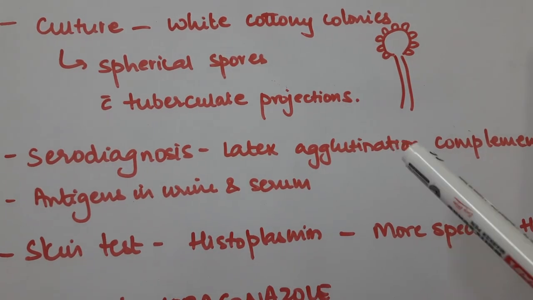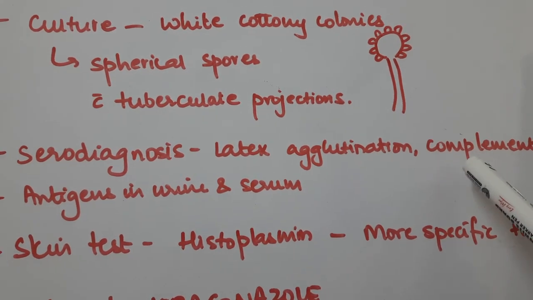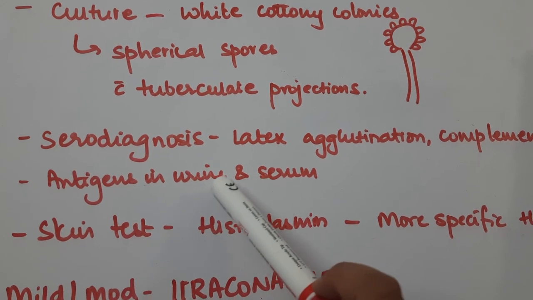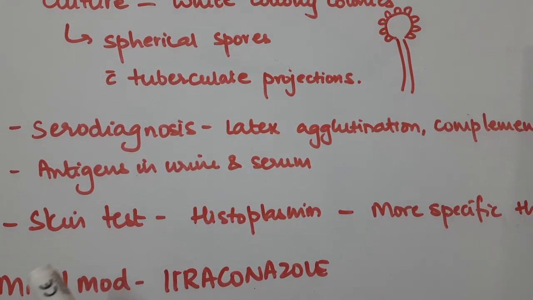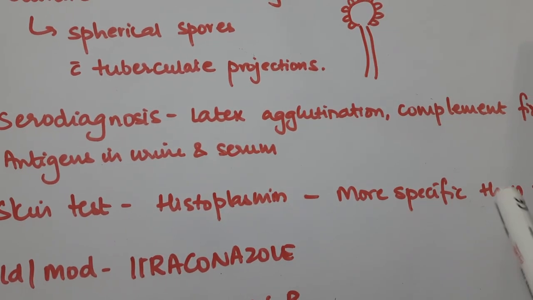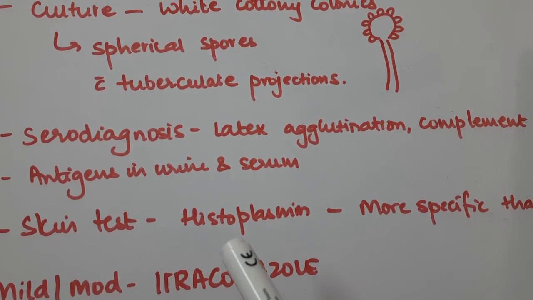Serodiagnosis can be done with latex agglutination or complement fixation tests. Antigens can be tested in the urine and serum as well, but the skin test, which is the histoplasmin test, is more specific than the serodiagnostic tests.